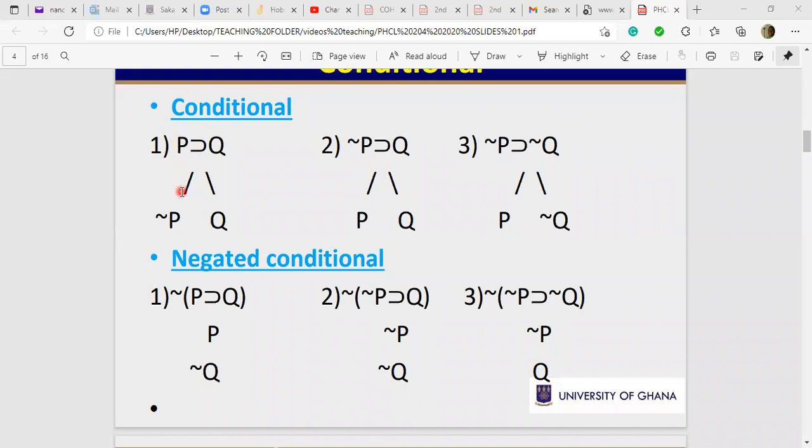So if we state it: if today is Friday, then it's a holiday. Excellent. Perfect. Very good. Well done. If today is Friday, then it's a holiday. So that's it. Let's do the same thing still with this.